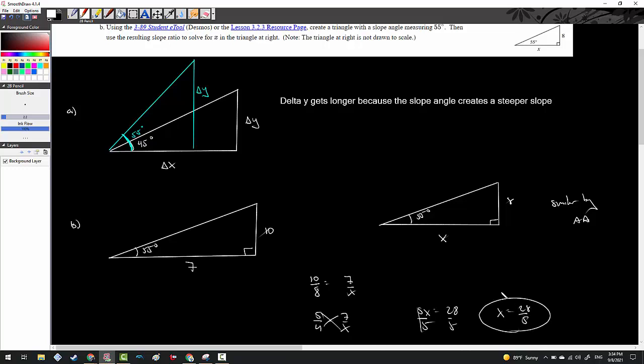So again, what did I do? I used my known slope ratio for 55 degrees with that triangle with a rise of 10 and a run of 7, and I compared it to the triangle given, and I just used similar triangles to figure out the value of x. So 10 over 8 is equal to 7 over x. That's how I was able to do number 3-89.